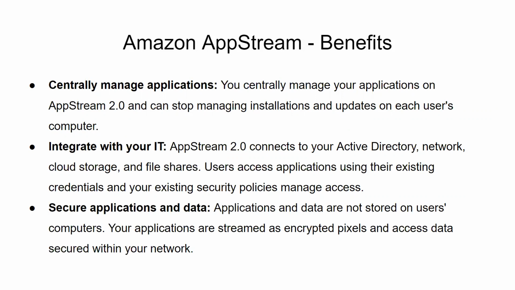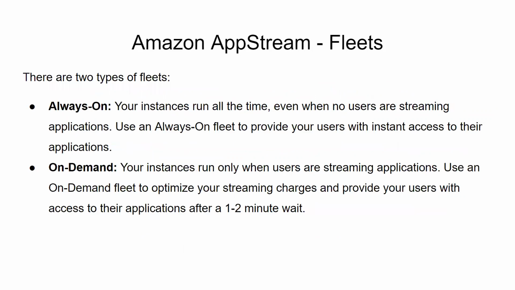So that's pretty cool. I'll show you the demo and you'll get more idea on this. In terms of the fleets that AppStream uses, there are two types of fleets. You have always-on instances and you have on-demand instances. Always-on instances are the instances that keep running all the time, so it does not even stop. Instant access for all of your applications.